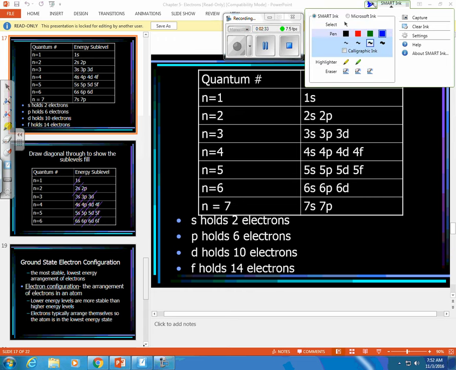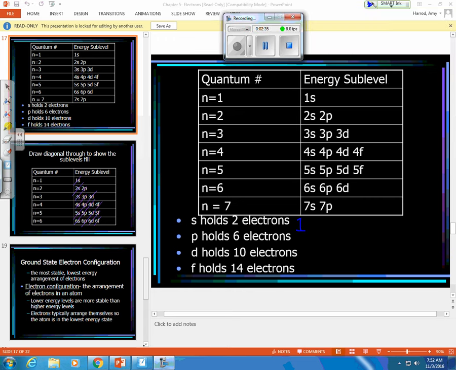All right, so this S actually has 1 bed in the room. 2 people can sleep to the bed, so it actually will hold 2 electrons. The P has 3 beds. Since 2 can sleep to a bed, it will hold 6. There are 5 beds in a D room, or in a D orbital. And there are 7 beds in the F. So as long as you know that you can fit 2 to a bed, then you should be in pretty good shape.